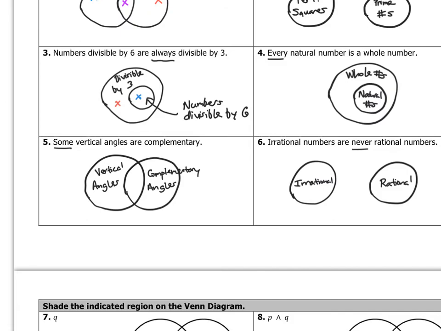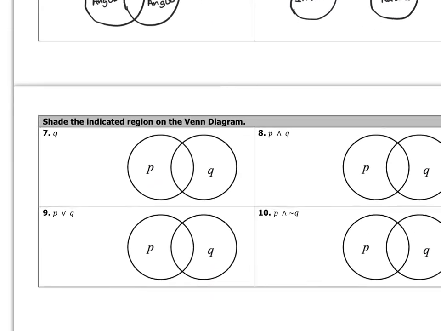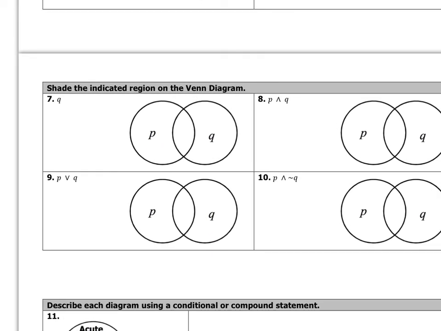All right, so now if you go to the back side, I've given you some Venn diagrams along with some statements, and we're going to shade the part of the diagram that represents the statement. So number 7 asks us to shade just anything that would be included in Q, and that's going to be everything in the right circle. So I'm going to shade everything in that Q circle. That would be everything that's a part of Q.